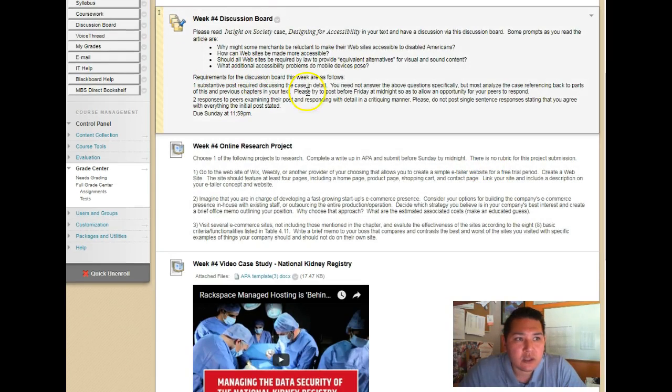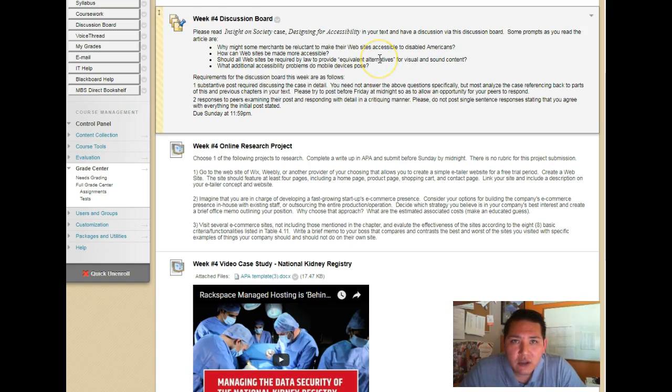Then there's a discussion board this week, okay? As you go back through and read the Insight in Society case, designed for accessibility, I want you to discuss this case. Here are some prompts as you read this article. Why might some merchants be reluctant to make their websites accessible to disabled Americans? How can websites be more accessible? Should all websites be required by law to provide equivalent alternatives for visual and sound content? And what additional accessibility problems do mobile devices pose?